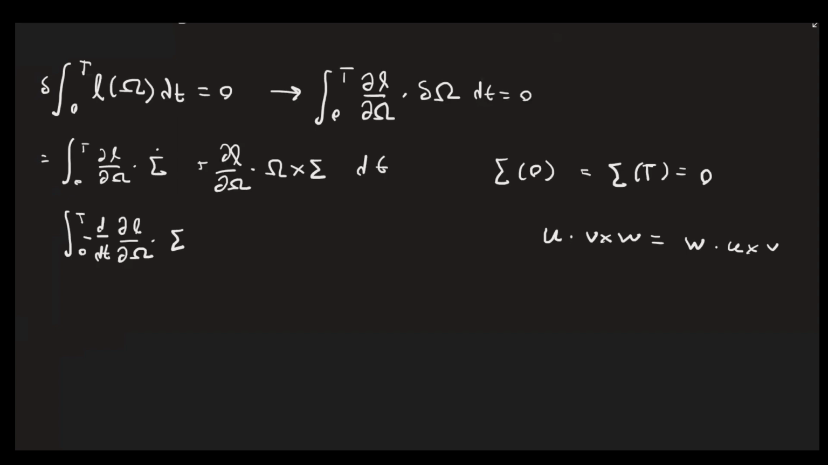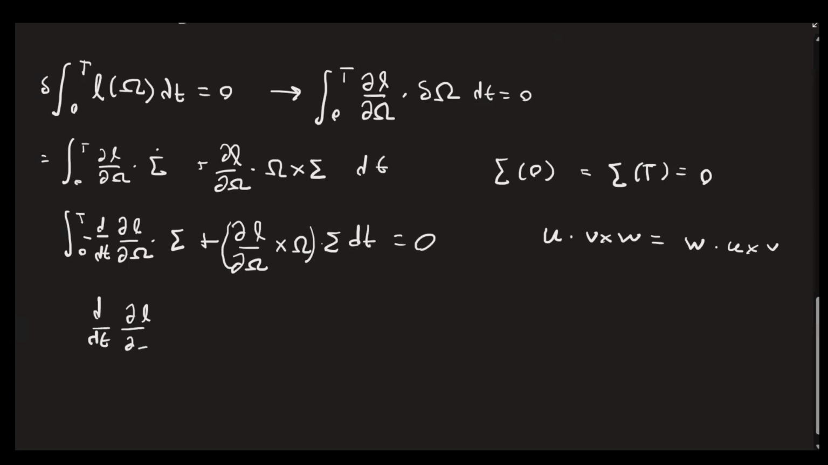So again, the reason I'm doing this is we want to get something dot sigma, and we don't want to have these mixed sigma dot and cross sigma terms. That way we can use the lemma from the calculus of variations. So this term here is going to look like plus dL/d omega cross omega dot sigma dt, and this is 0. Because it's 0 for any sigma, this means that d/dt of dL/d omega equals dL/d omega cross omega. I said sigma there, it's meant to say omega.